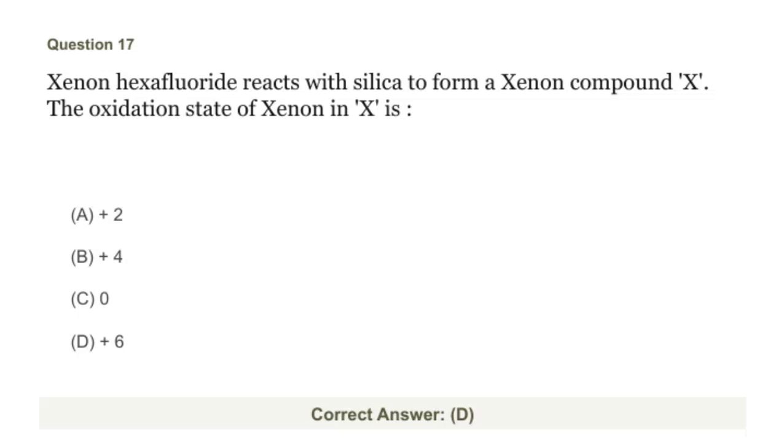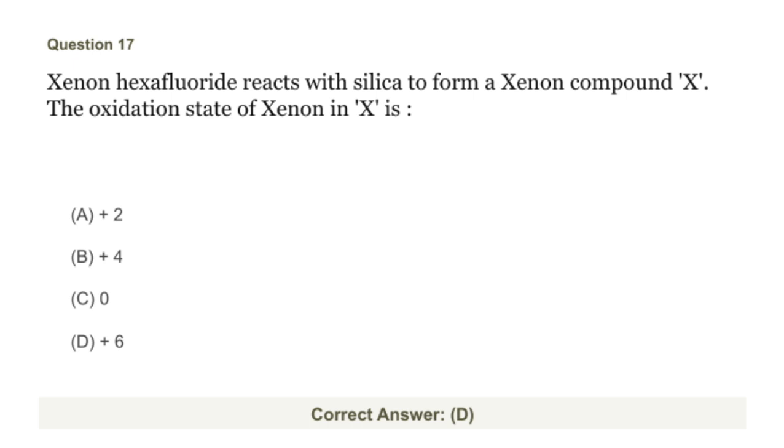Let's take a look at this question about xenon hexafluoride reacting with silica to form a compound we'll call X. The key point here is understanding the oxidation state of xenon in this new compound. When xenon reacts in such conditions, its oxidation state can change, and that's what we're trying to determine. In this case, the correct answer is option D, which indicates an oxidation state of +6. To arrive at this, we need to consider the nature of the reaction and the typical oxidation states of xenon and fluorine.